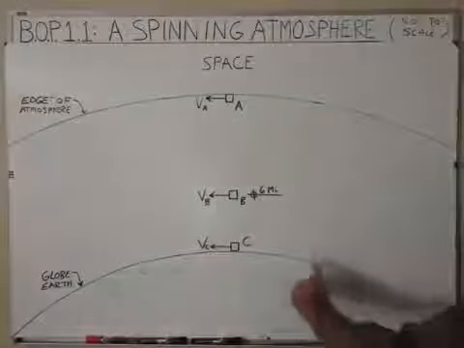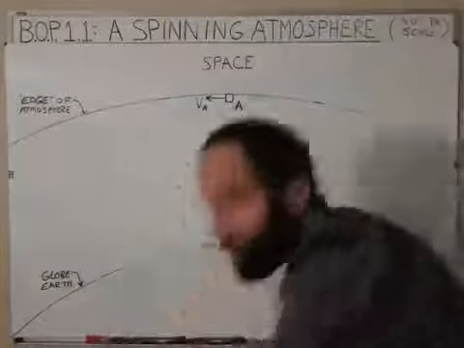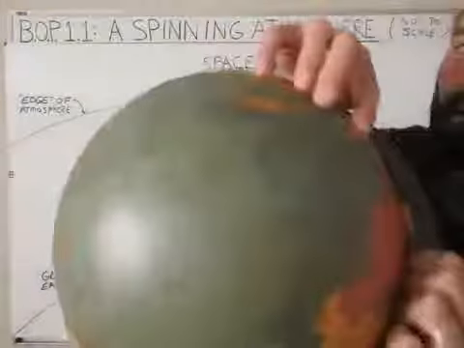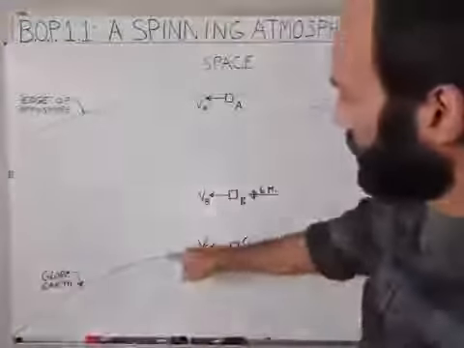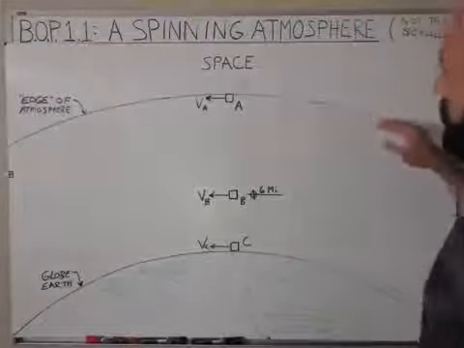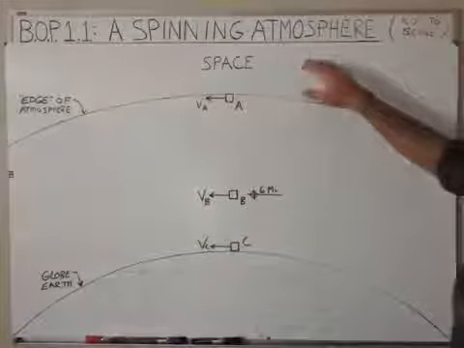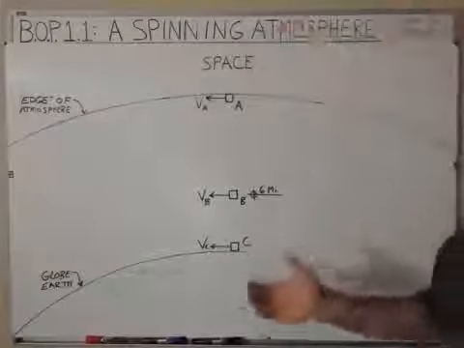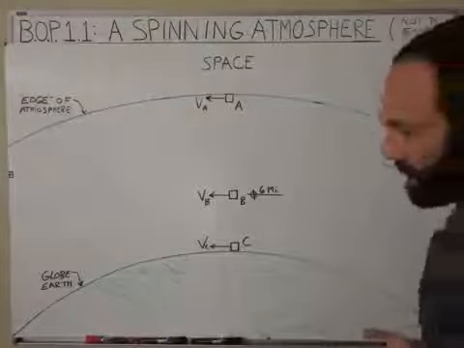Alright, and let's say that this line right here is the equator. When you're looking down on it, the equator is right here. Okay, so we're just going to say this line is the equator, and then this is the edge of the atmosphere up here, and then there's space out here. Now this is obviously not to scale, this is just conceptual.